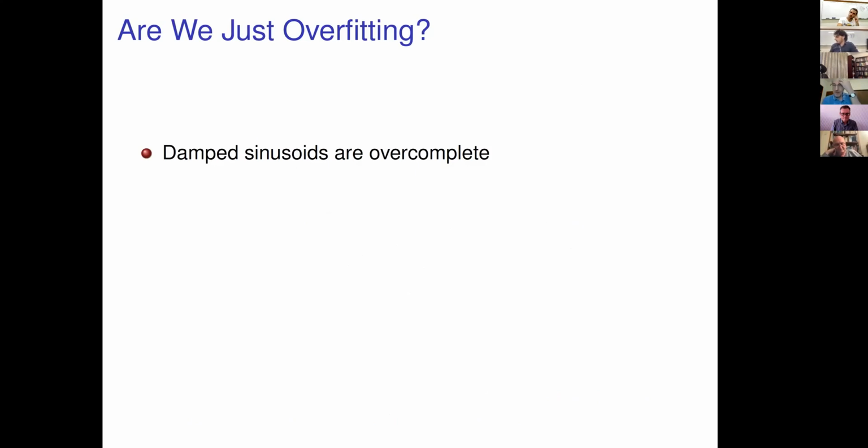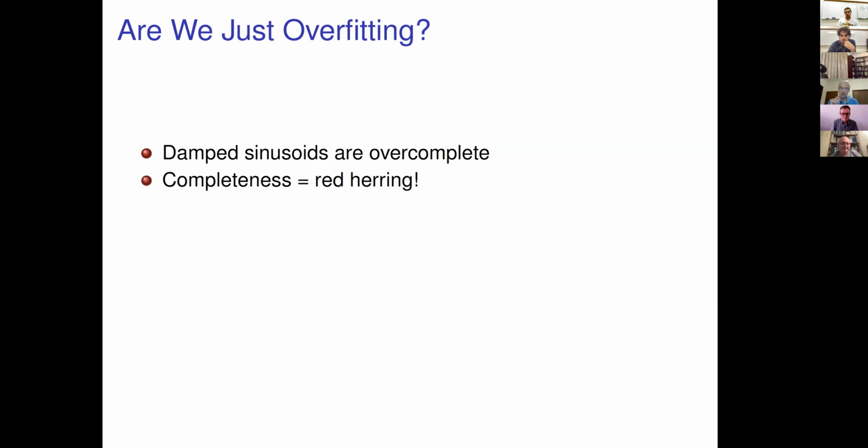Now, when we first put this out, we got a not altogether enthusiastic reception. Some people were a little irritated with us, I think, and thought there had to be something wrong. One of the criticisms or questions that was raised was, well, damped sinusoids are mathematically an overcomplete set. So aren't we just overfitting? If you take enough basis functions, as the saying goes, you can fit an elephant. So is there any physics here, or is this just overfitting?